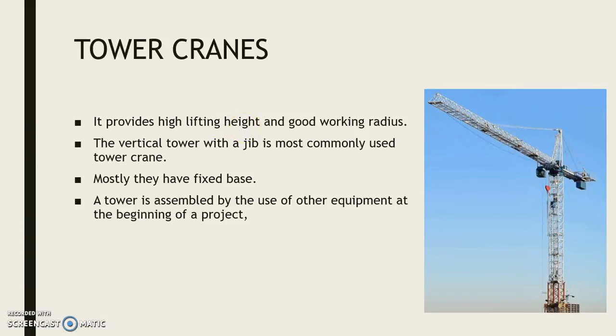So here again we have seen something about the crawler cranes. Let's see about the tower crane. Again we have the image of a tower crane. It provides high lifting height and good working radius. So working radius means this jib can revolve and you can lift heavy loads from any side of the equipment. So it has a 360-degree revolving jib.